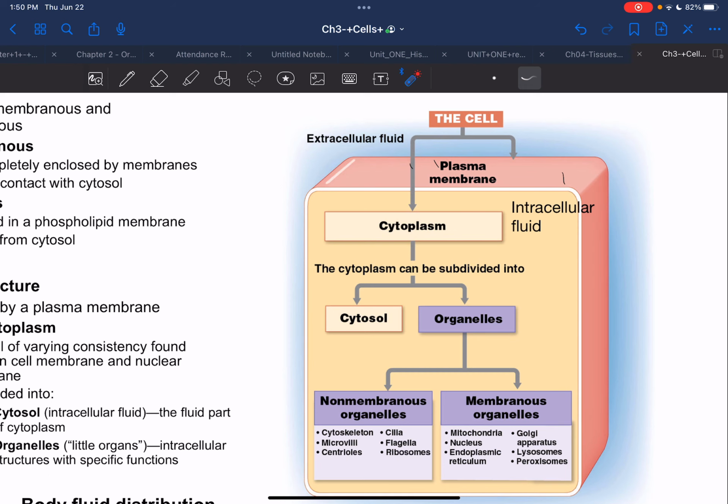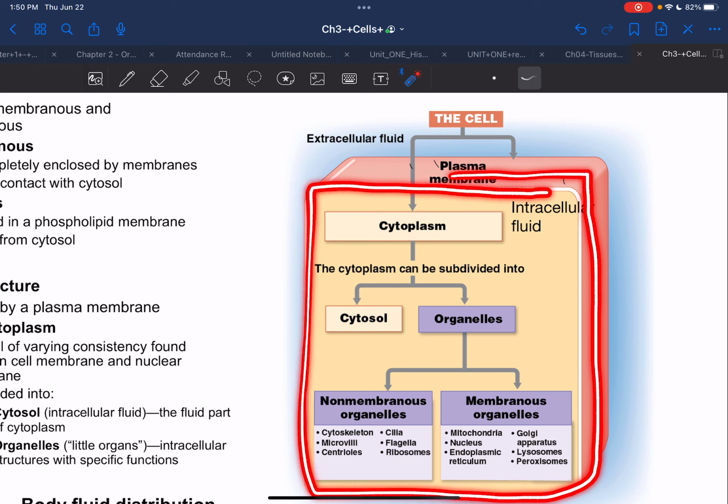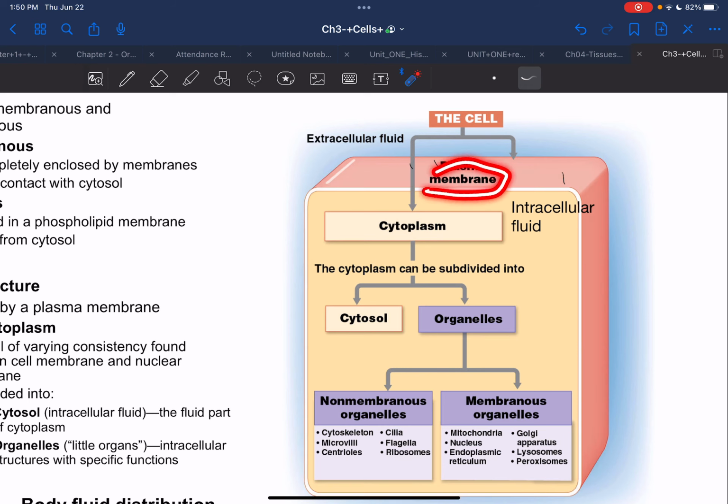In the lab, you hear me say cell membrane a lot, but now I can use plasma membrane because that'll be more appropriate. And plasma membrane is going to be the outer membrane or wall of the cell. The word membrane means some sort of boundary. And so this is going to be the boundary of the cell. There is an outside and an inside.